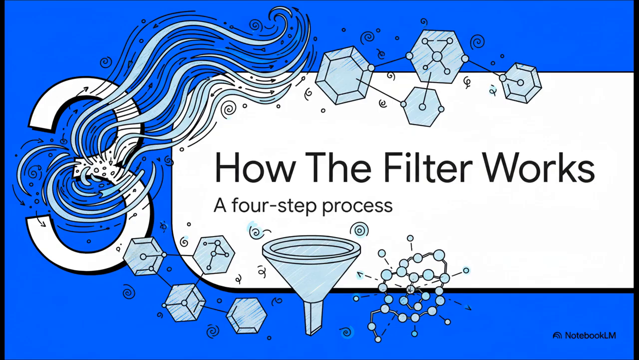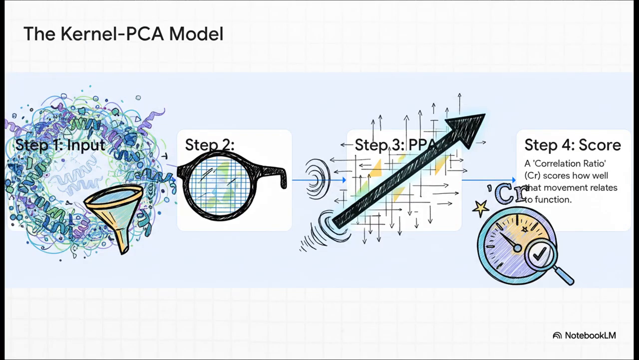Let's break it down. It's basically a four-step process. First, you feed the model all that messy simulation data, thousands of protein structures. Then, step 2, it uses this really cool mathematical trick called a kernel. Think of it like putting on a pair of 3D glasses. Suddenly, hidden patterns just pop out. For step 3, it uses something called PCA to find the single most important main event, the one dominant movement in all that data. And finally, it gives that movement a score, telling scientists exactly how crucial it is for the protein's job. Pretty neat, right?